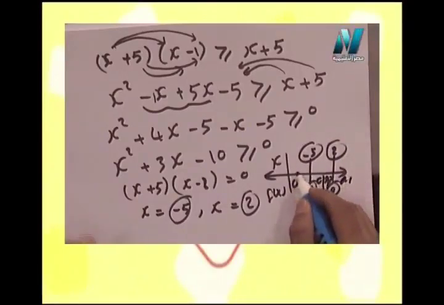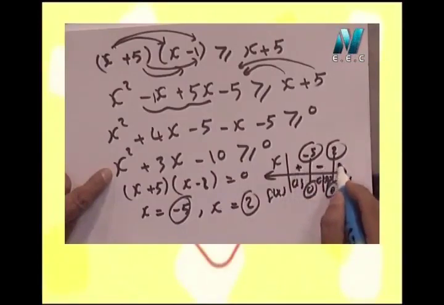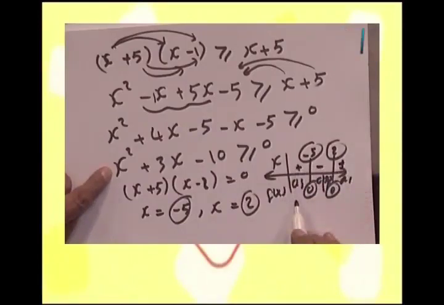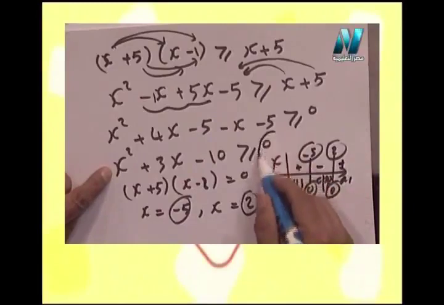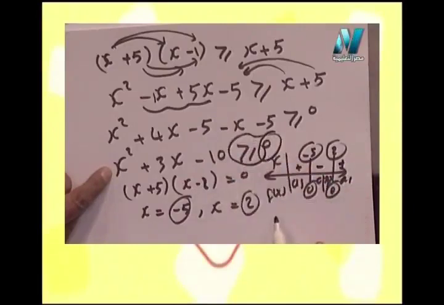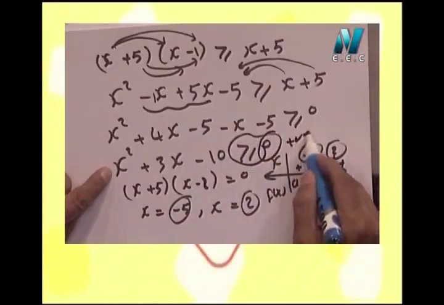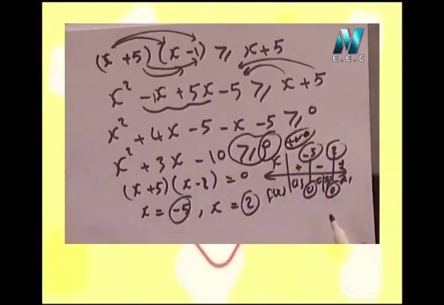Look at the function: the coefficient of x power 2 is positive, so it's positive here, negative here, and positive here. We want greater than or equal to 0, meaning positive and 0. So the solution set equals R except the open interval between negative 5 and 2. And this is the solution.